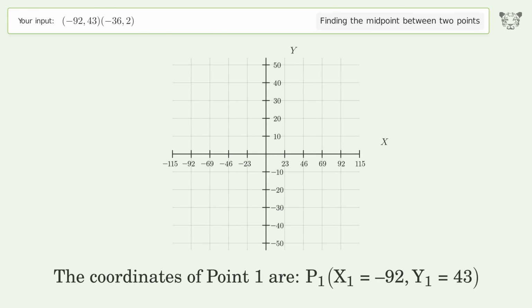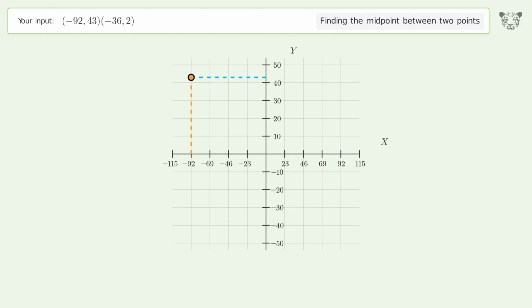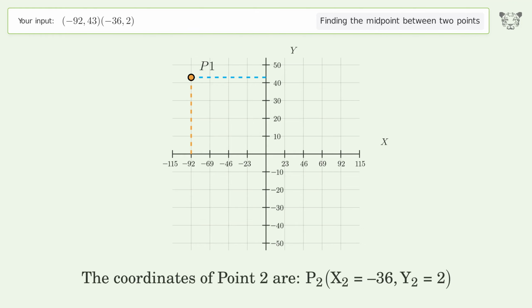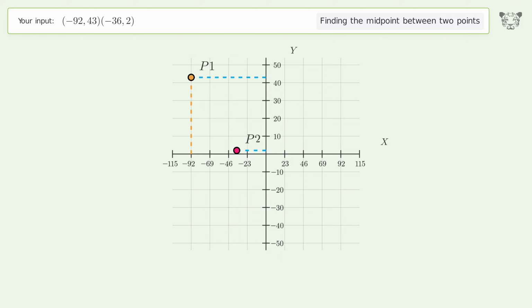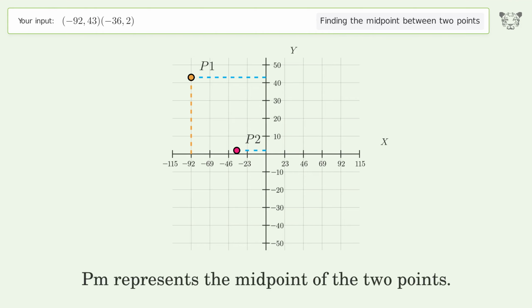The coordinates of point 1 are, x1 equals negative 92, y1 equals 43. The coordinates of point 2 are, x2 equals negative 36, y2 equals 2. PM represents the midpoint of the 2 points.